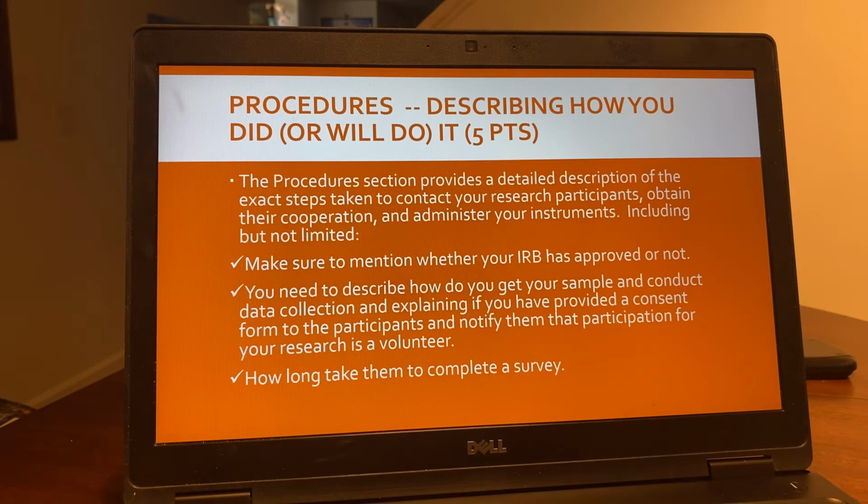And then the last one, as I mentioned earlier, is how long it takes them to complete the survey. Again, it's important here to give me enough information, about one paragraph, to earn 5 points. I want to see at least one paragraph, okay?